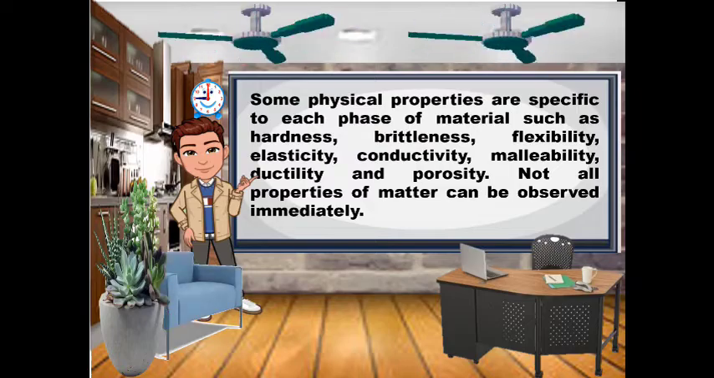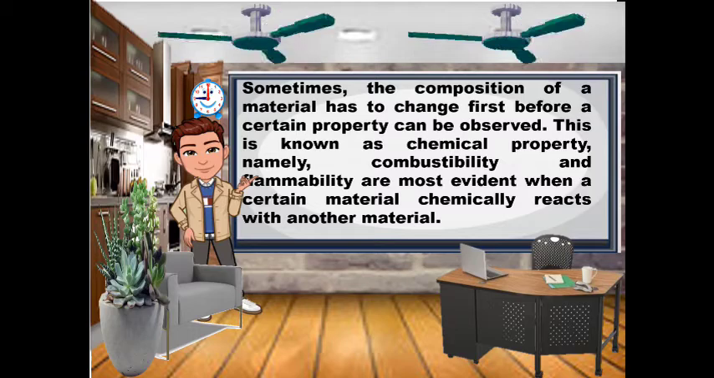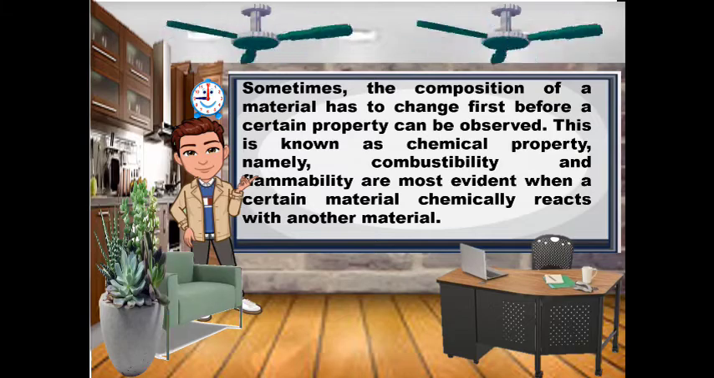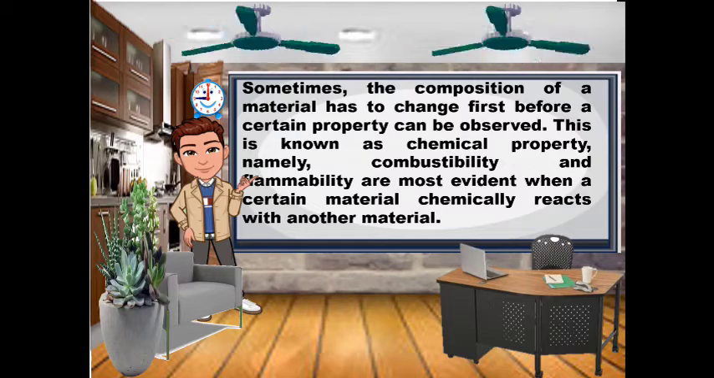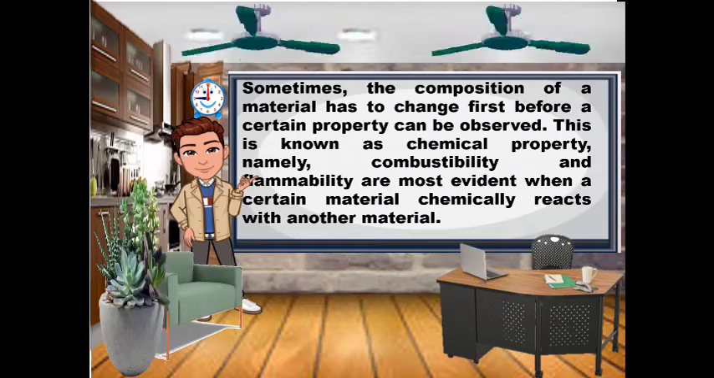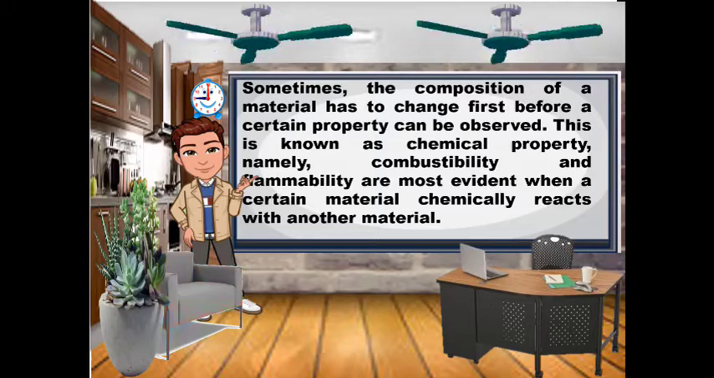Sometimes, the composition of a material has to change first before a certain property can be observed. This is known as chemical property, namely combustibility and flammability, which are most evident when a certain material chemically reacts with one another.